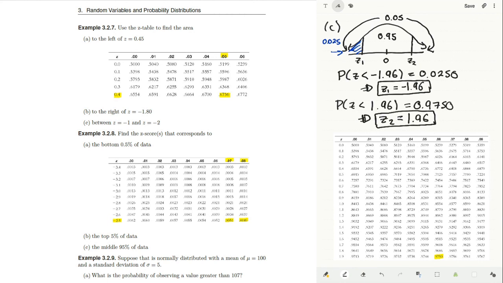And this will conclude our lesson for this video. In the next video, we will look at solving some problems using the normal distribution and the z-table. And I'll see you then.